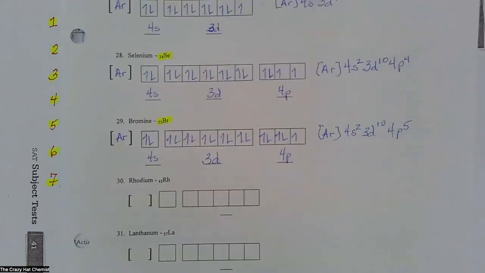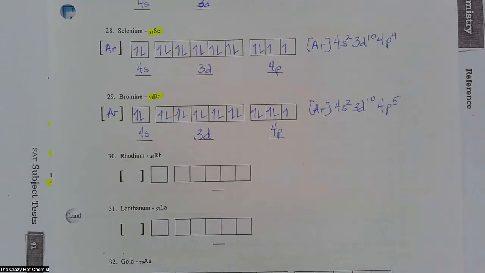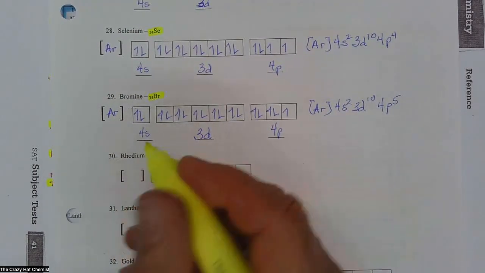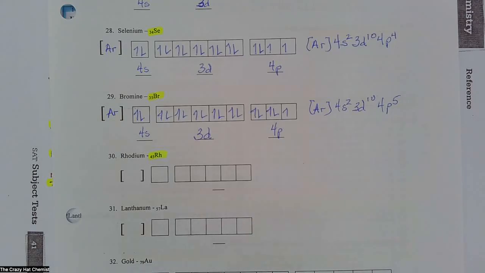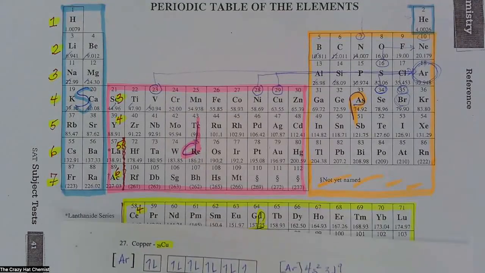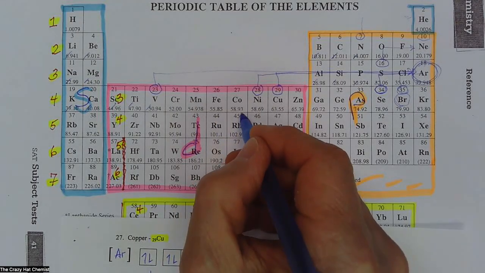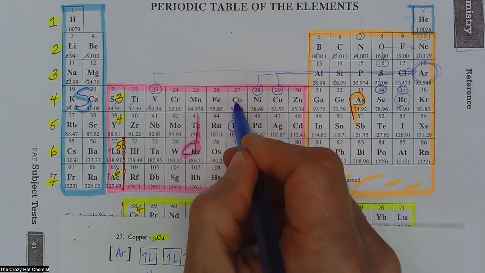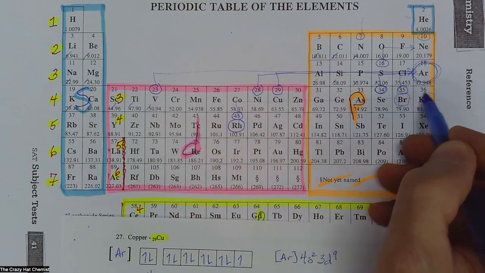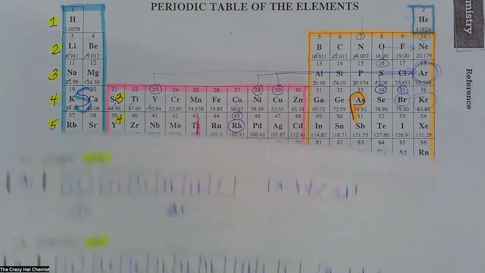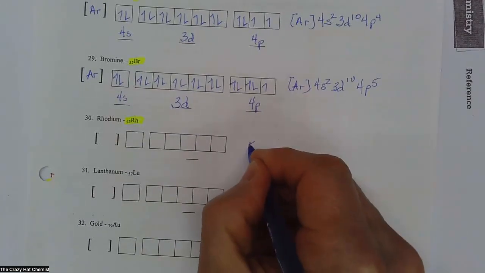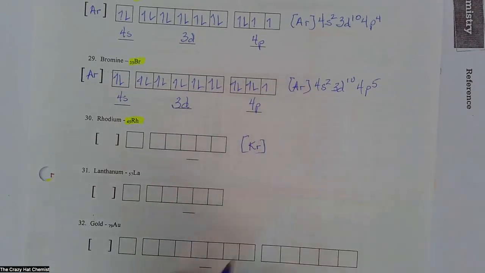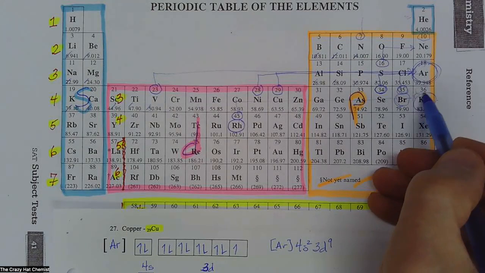Next element that we're doing here is rhodium, and that is element number 45. So let's find element number 45. There's 45, there's rhodium. So what we're going to do is we're going to go up one period and slam it to the right, and it's going to be krypton. So that's going to be my noble gas. I'm going to write Kr in brackets, just like that. So that's element number 36.